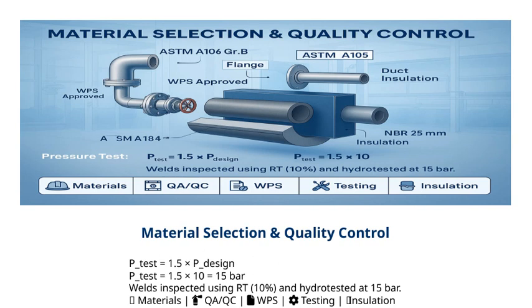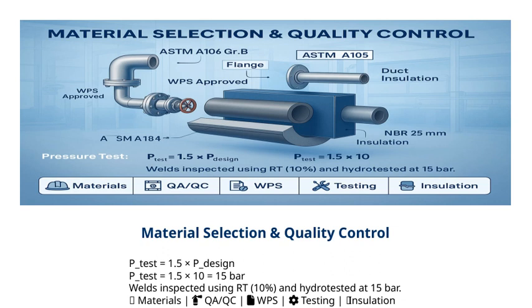First, we set our testing pressure, P-test, at 1.5 times the design pressure. Since our design pressure is 10 bar, that means P-test equals 15 bar. This overpressure testing helps us verify the integrity of the materials and welds under stress conditions beyond normal operation.